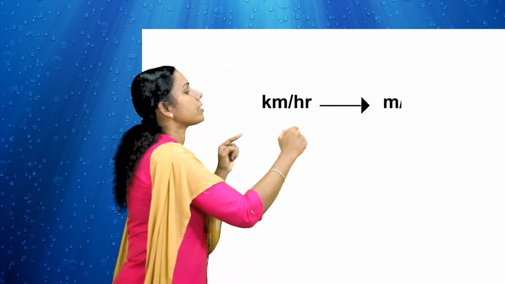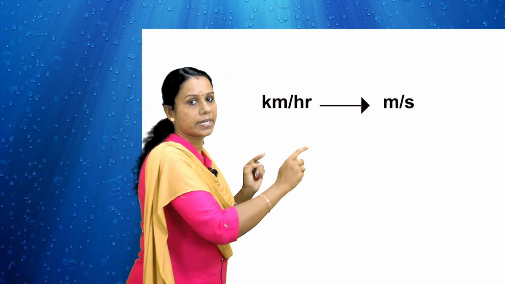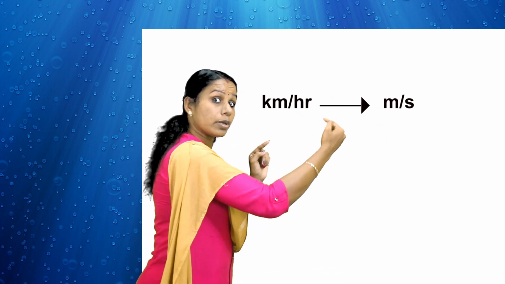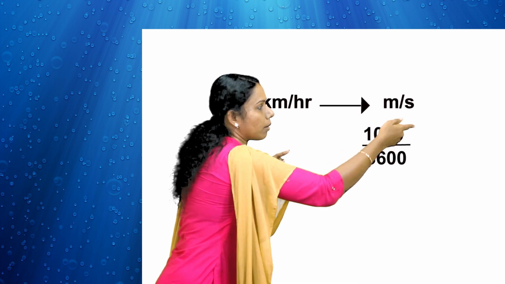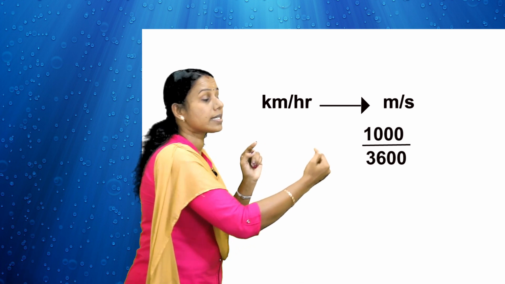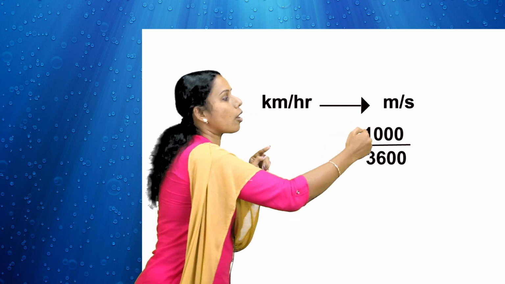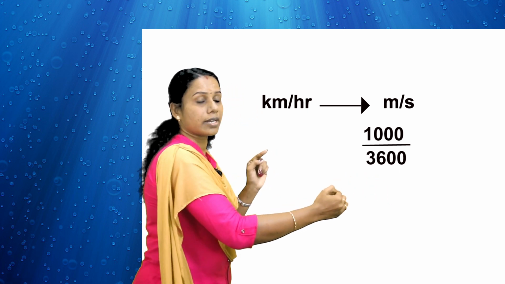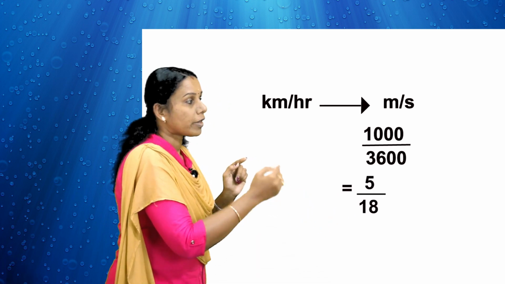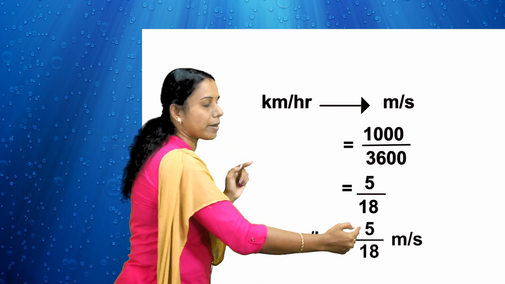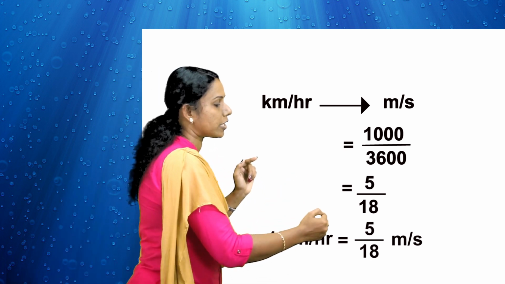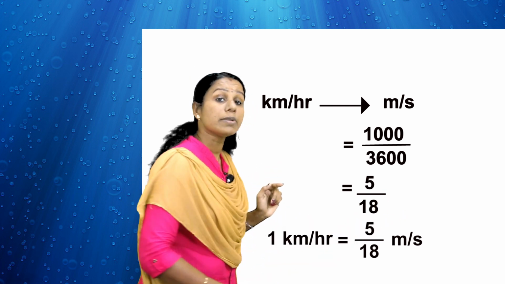Listen here, kilometer per hour, we have to convert it into meter per second. Then kilometer should be converted into meter. 1 kilometer is how many meters? 1000. So 1000 meter by hour into second. 1 hour is how many seconds? 60 into 60. That is equal to 1000 divided by 3600. On cancelling we will get 5 by 18. So 1 kilometer per hour is equal to 5 by 18 meter per second. That is the conversion.